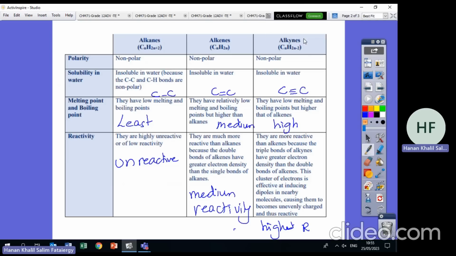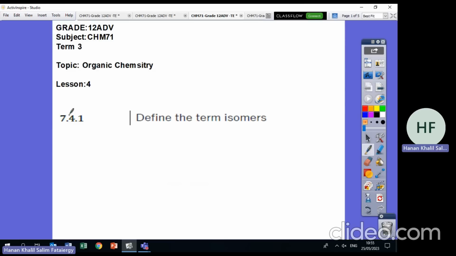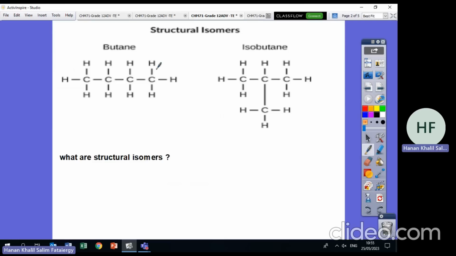Okay, now let me show you what you need to know in lesson 4. In lesson 4 you only need to know how to define the term isomers. So we said previously what isomers are. If you look at these two, what is the formula of this? C4H10. And what is the formula of this? Also C4H10.